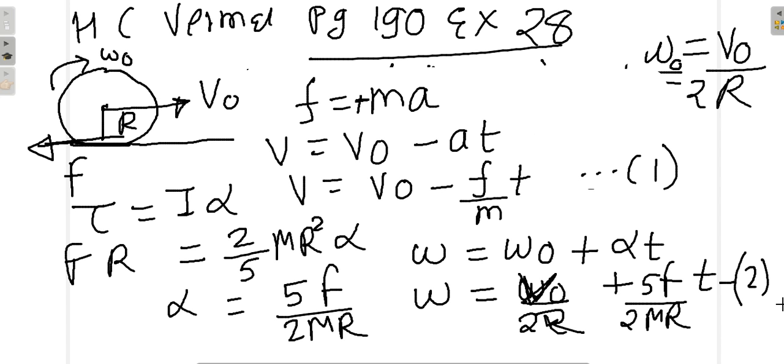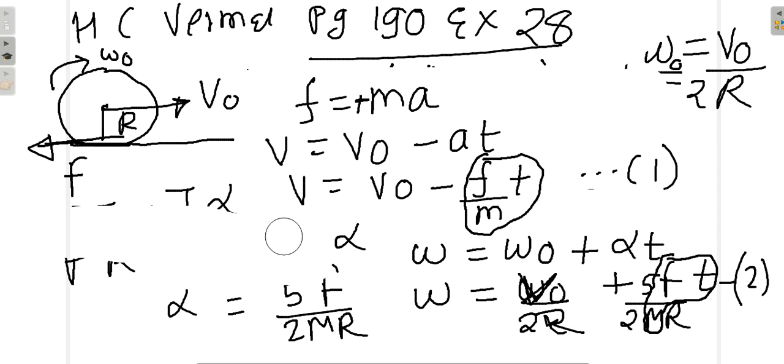You have to excuse me, I have to rearrange the things. Look at this term Ft upon m. I am going to replace this term Ft upon m from here. What is Ft upon m? Ft upon m is v naught minus v, right? I hope you are following this. It is a simple rearrangement of equations. It's not a big deal.